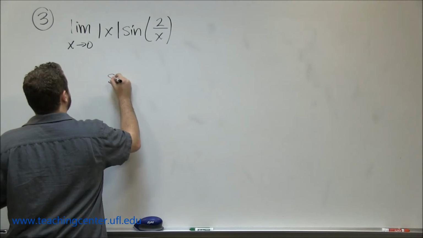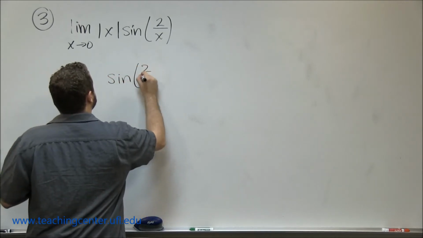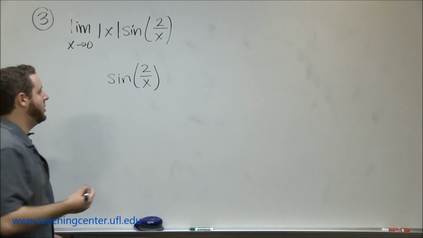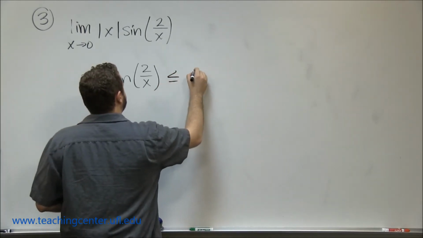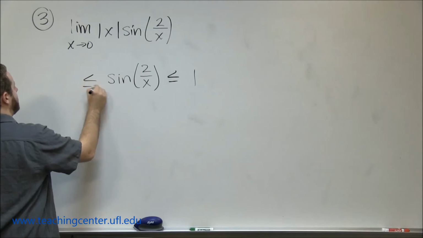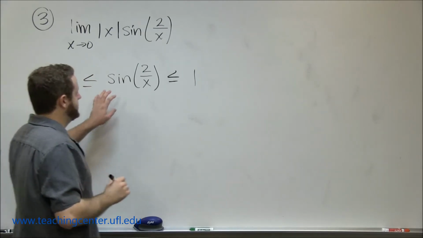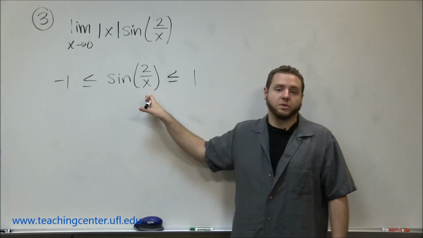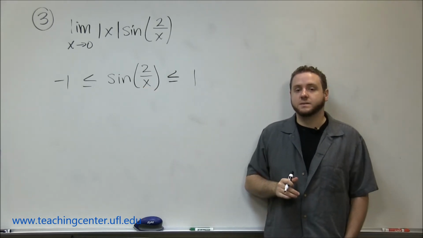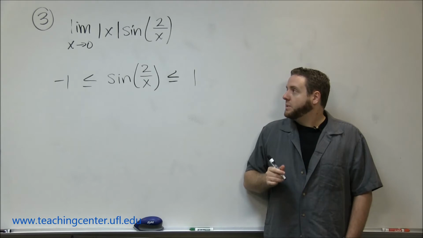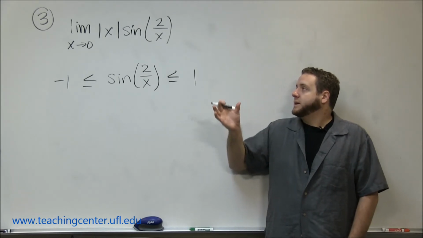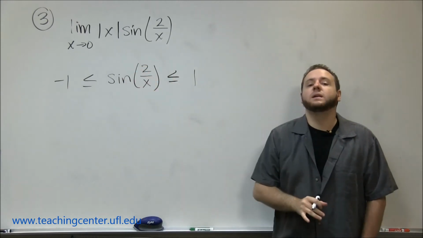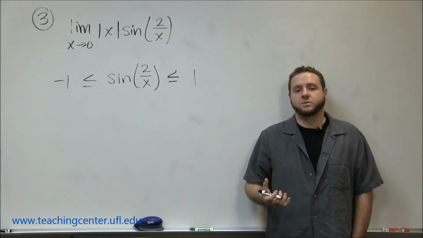So we start with sine of 2 over x, and we know that sine of anything is always bounded above by 1 and below by negative 1. So this inequality is true regardless of what's in the middle, or what you're taking the sine of, what the argument of the sine is. So what we want is to get our original function in the middle of this inequality so we can try to apply the squeeze theorem.